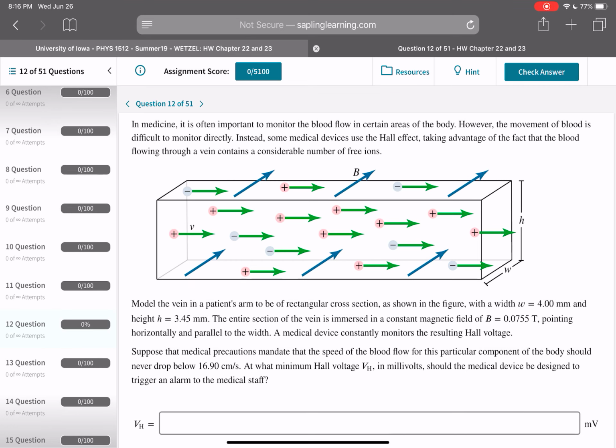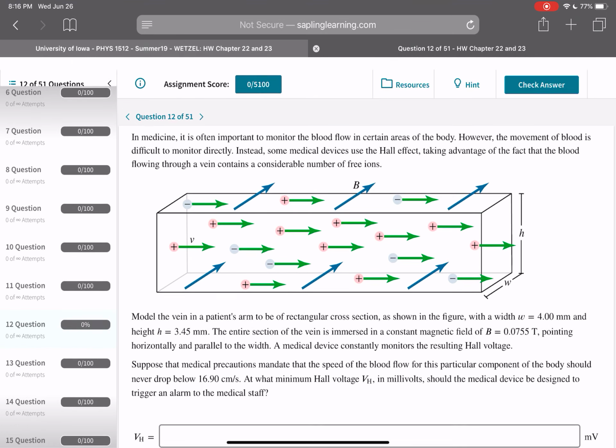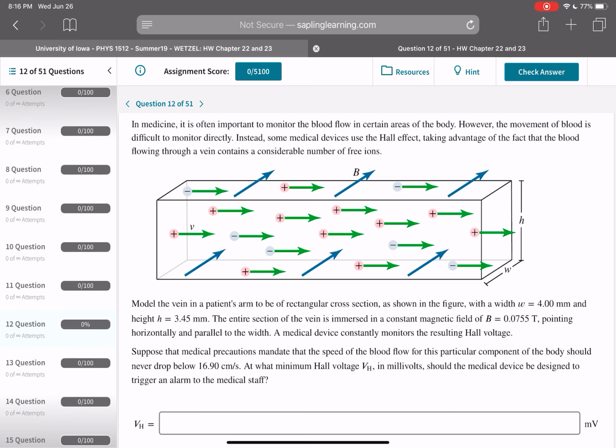Okay, so you need to balance the qE and the qvB together. So you've got the ion traveling to the right, you've got the strength of the B field, and then that is going to create a charge separation with an EMF. The EMF from the top to the bottom of this thing is going to create a separation of the charges, and then that's going to create a net force that pushes the electrons over. And so what you want to solve for is the EMF that's going to balance out the forces to keep it at 16.9 centimeters per second.